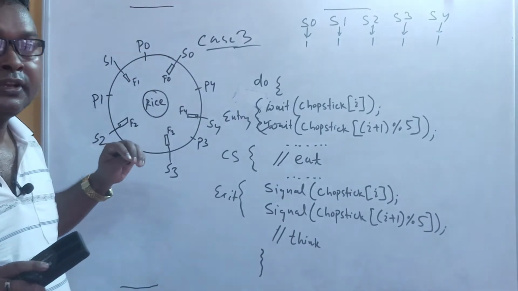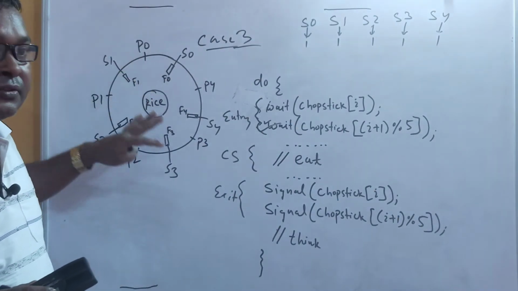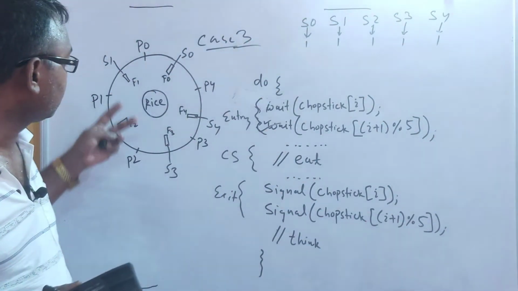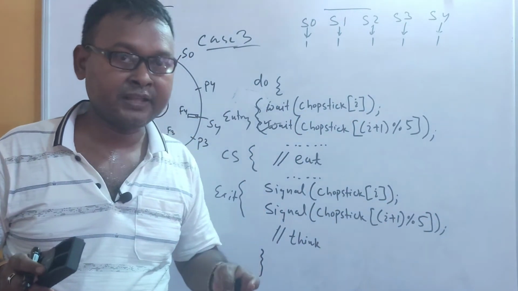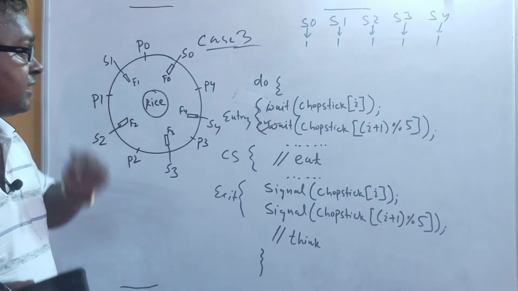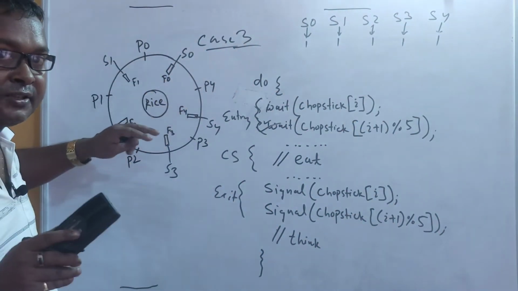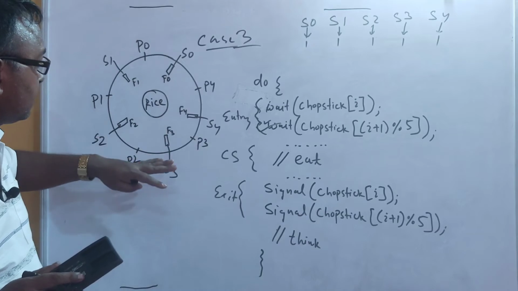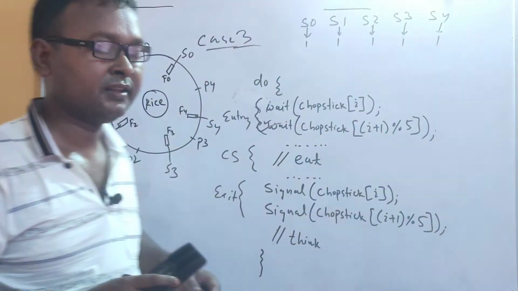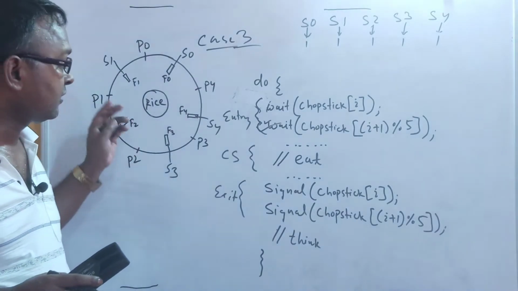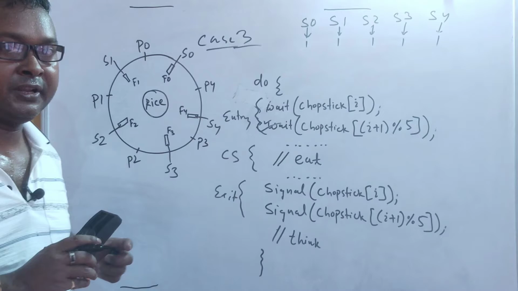In case number 2, if all the philosophers want to access the resource, it is not possible. Only two philosophers can access the resource at a given point of time. That is case number 2. Now, case number 3 is a different kind of situation. Here also, as in case number 2, all the philosophers are coming together.